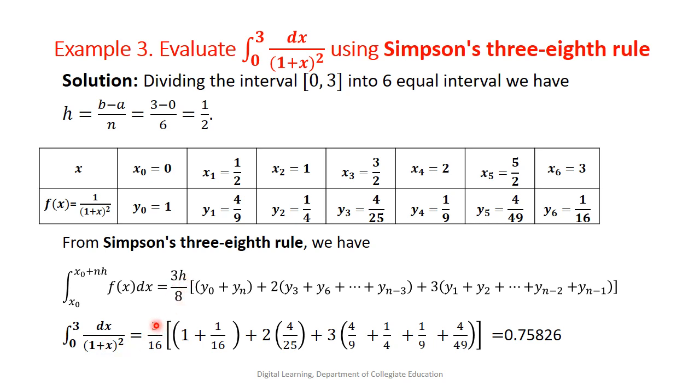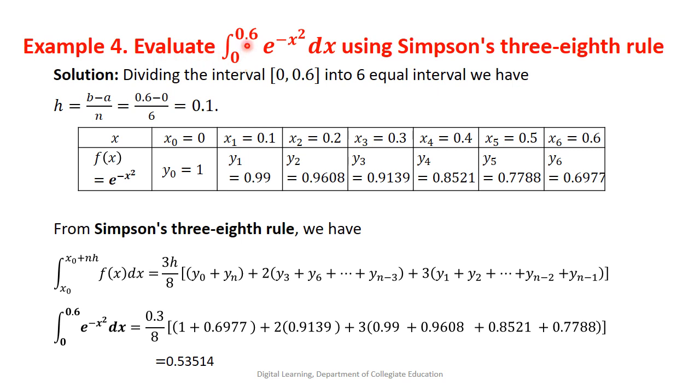Here I am substituting h is equal to 1 by 2, so I am getting 3 by 16, and here is the first term and here is the last term. Then 2 into multiple of 3 terms, so I am writing 4 by 25, plus 3 into remaining terms, it is y1, y2, y4 and y5. Using scientific calculator we simplify this, so we are getting this.